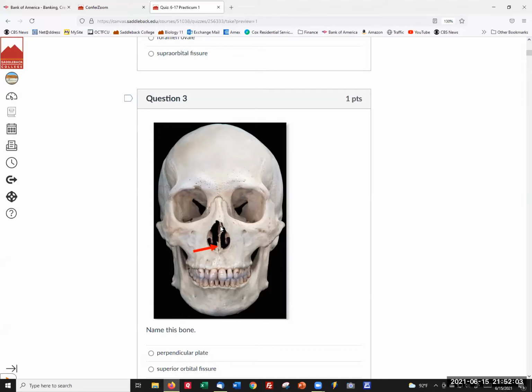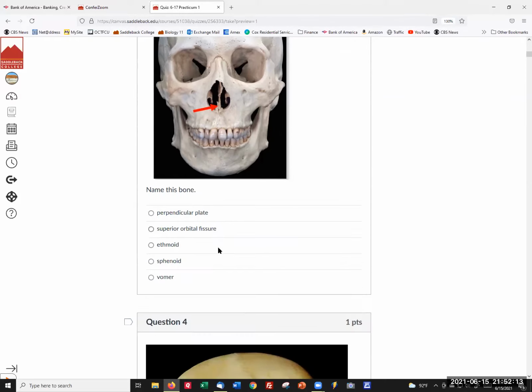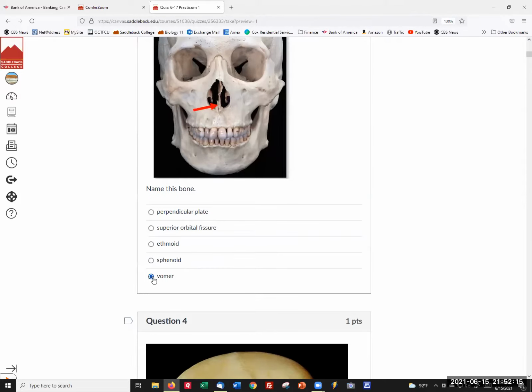And if you know, as I've tried to teach you, that the upper portion belongs to the ethmoid bone, it's the perpendicular plate. What's this lower portion? Vomer. Okay, and you're right.